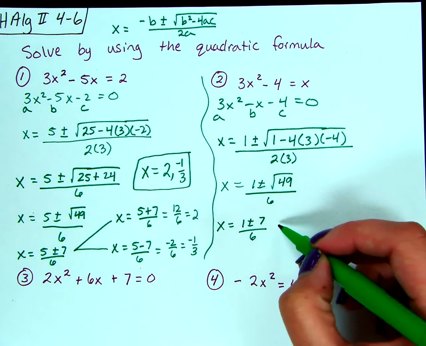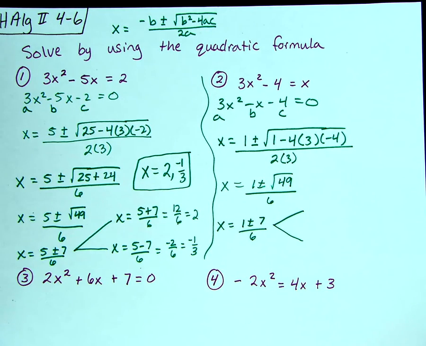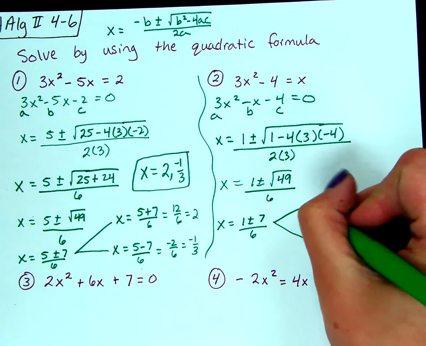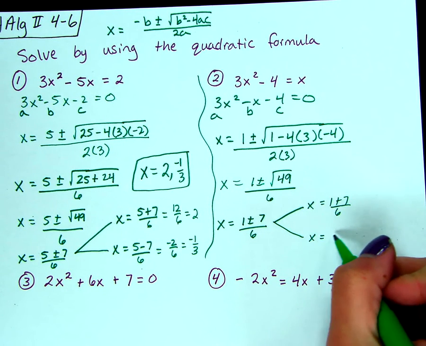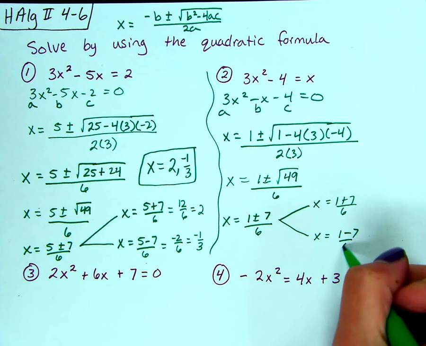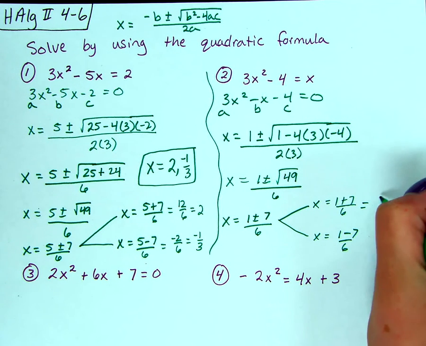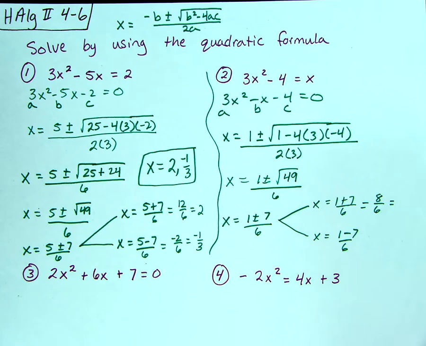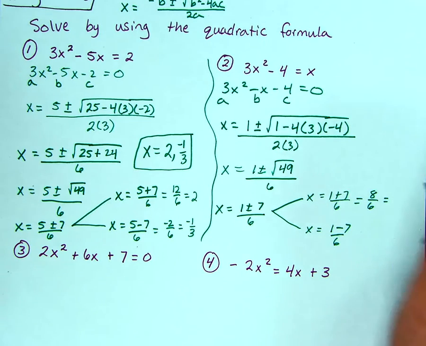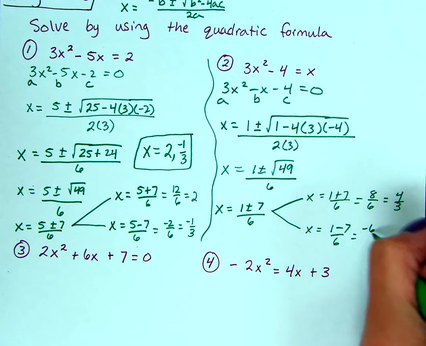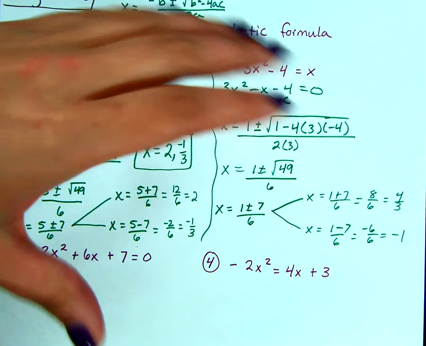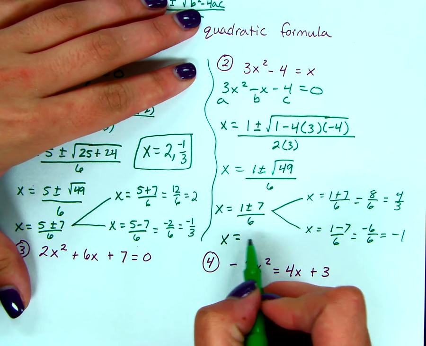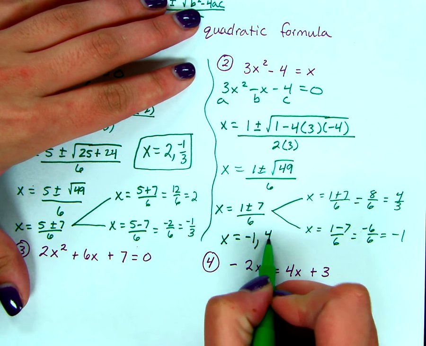And then because our radical simplified, we have two things to continue simplifying. So we have x equals 1 plus 7 over 6, and x equals 1 minus 7 divided by 6. So 1 plus 7 is 8 over 6. We can divide each of those by 2, so that will become 4/3. 1 minus 7 is negative 6 divided by 6, so that will simplify to be negative 1. So our two answers for the second problem will be negative 1 and 4/3.